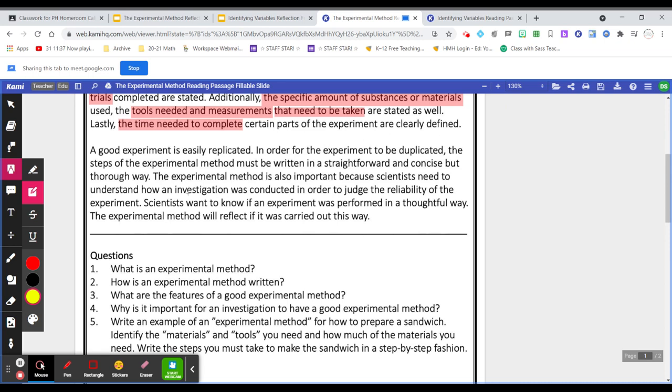Yeah, the big reason why we write out our investigations this way was because we want to see if the investigation was conducted reliably, right? What's up?